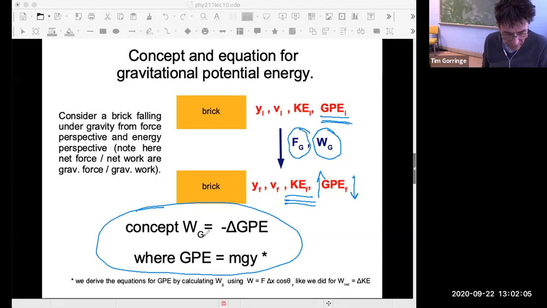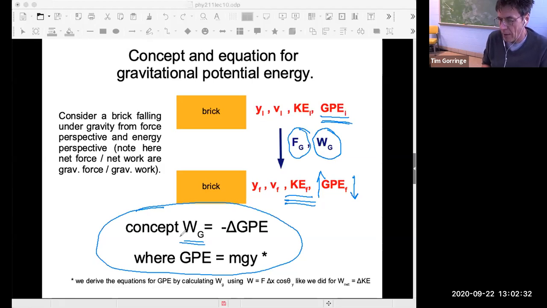The first one is this concept that gravitational force is doing some work. So it's a force that's acting as the brick moves. So we'll be doing some work. I've called that work the gravitational work here. And the amount of gravitational work that's done is the negative change in the gravitational potential energy.